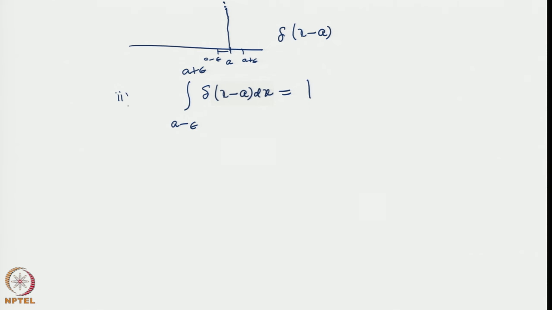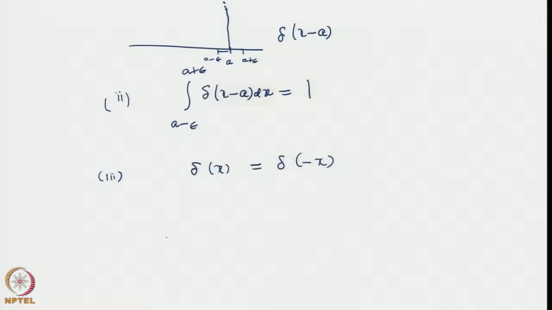Now the third important property of the delta function is that it is an even function. Delta x equals delta of minus x. This comes from the symmetry of the limiting functions that we have chosen for representing the delta function with respect to the point where the delta function is defined. So it is like any other even function, which is of very important utility.